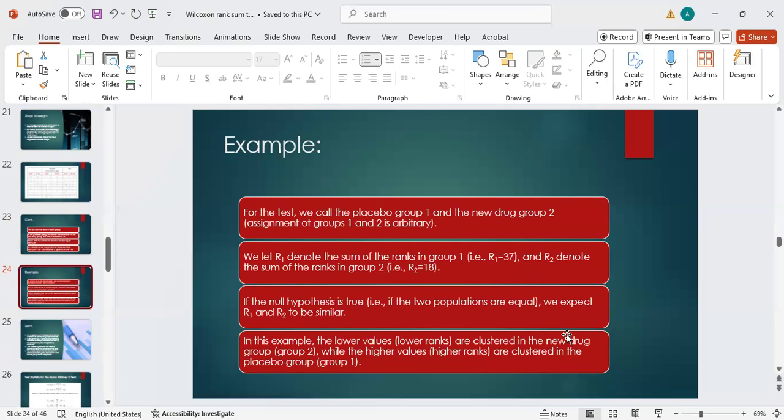We let R1 denote the sum of the ranks in group 1. That is, R1 is equal to 37, and R2 denotes the sum of the ranks in group 2, that is, R2 is 18. If the null hypothesis is true, if the two populations are equal, we expect R1 and R2 to be similar. In this example, the lower values, lower ranks, are clustered in the new drug group, group 2, while the higher ranks are clustered in the placebo group, group 1.